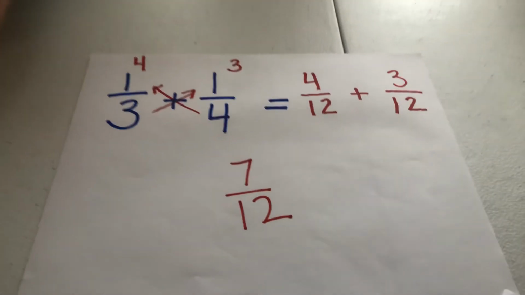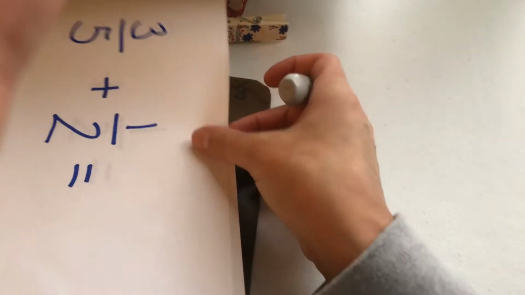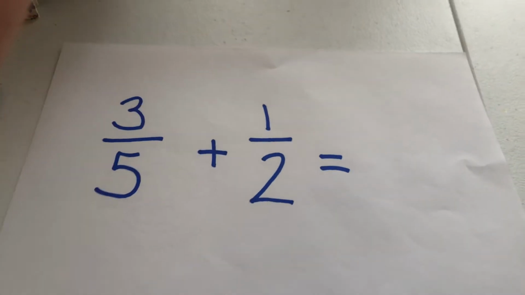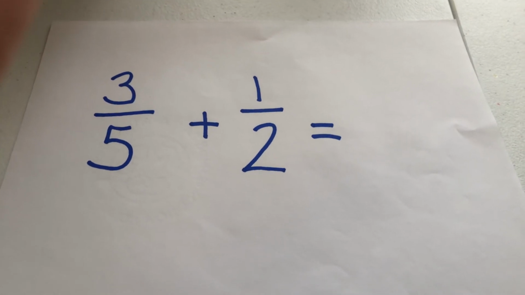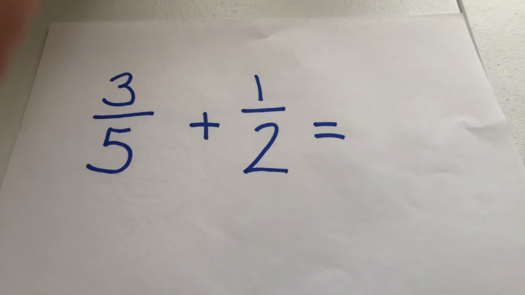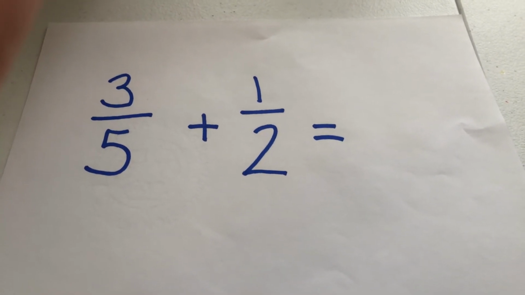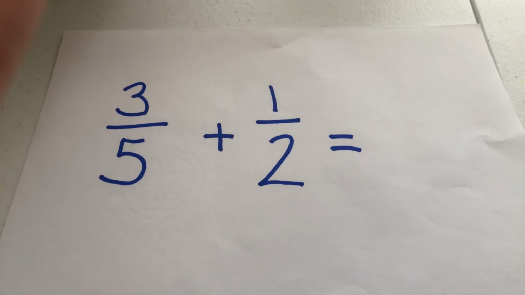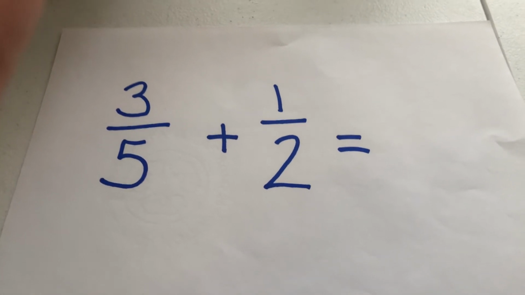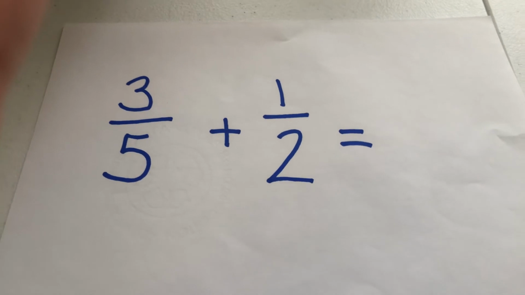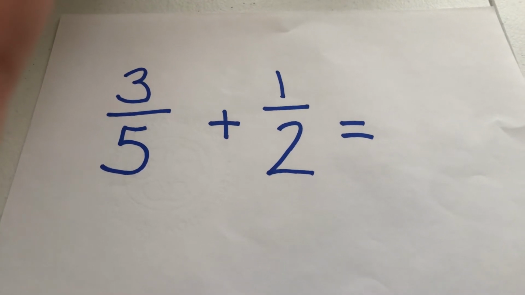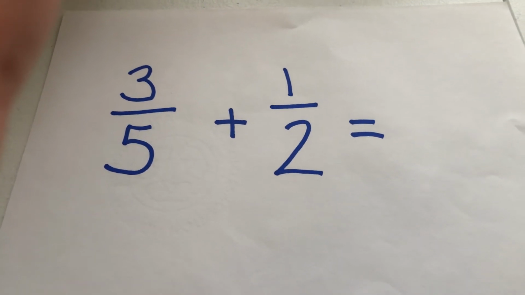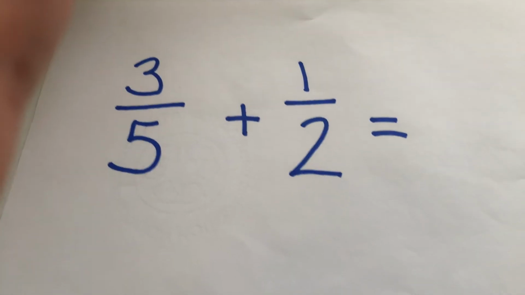All right, let's do another one, because this is a new skill, and we need to practice new skills. All right, so I'm getting the next problem out here. We're going to multiply 3/5 plus 1/2. All right? Now, we cannot multiply. Mistake. We're going to add, 3/5 plus 1/2. We can't add these fractions because the denominators are different.